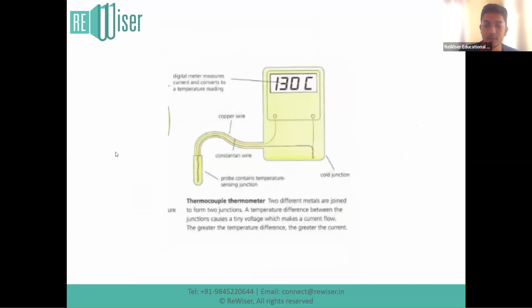Here you have a thermocouple thermometer, which can be used to measure temperature. A simple explanation of how this works is, it is made up of two wires as seen here. Here you have a cold junction, and here the probe contains the temperature sensing junction, which is the part that is immersed in a liquid or exposed to an environment whose temperature is supposed to be measured.